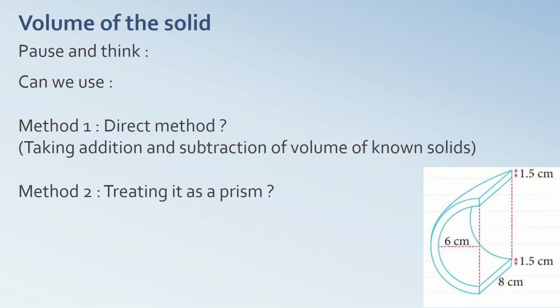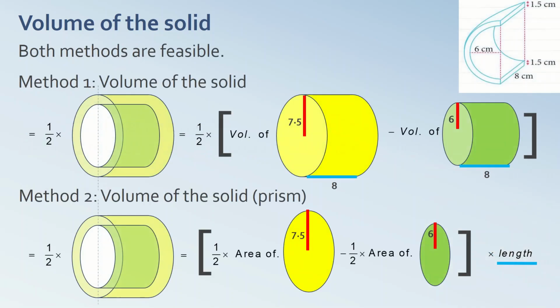A quick question at this junction is to ask ourselves this. Can we approach the question using method 1, the direct method, or method 2, treating it as a prism? It turns out that this solid qualifies as a prism and therefore both methods are feasible. Pause the video here to look at how these two methods calculate the volume of the solid.